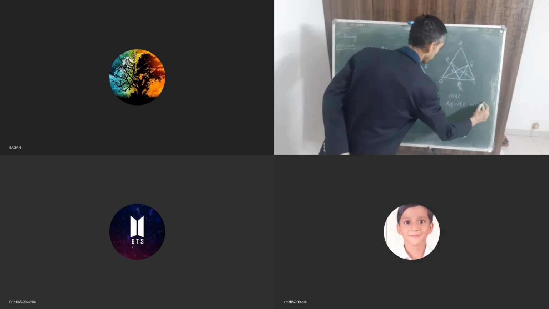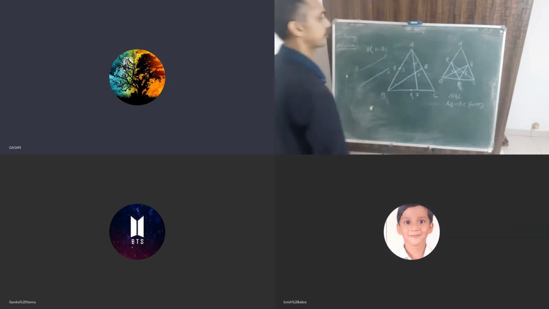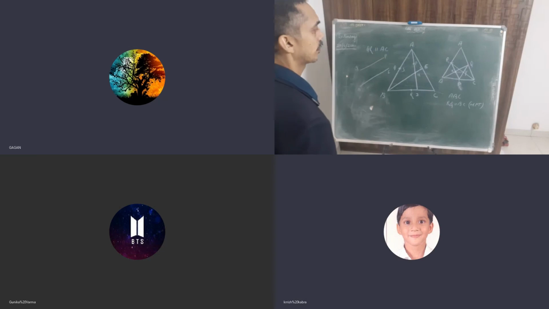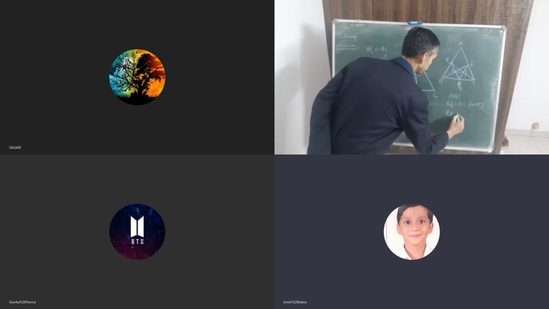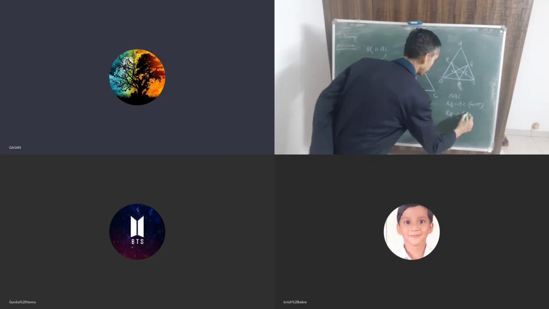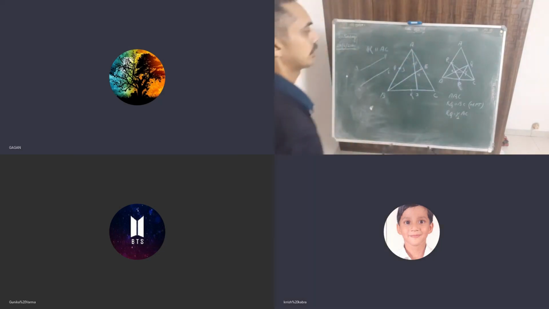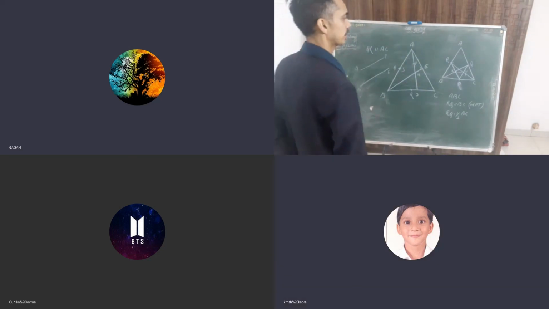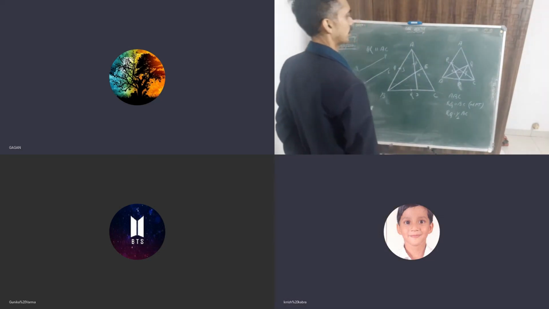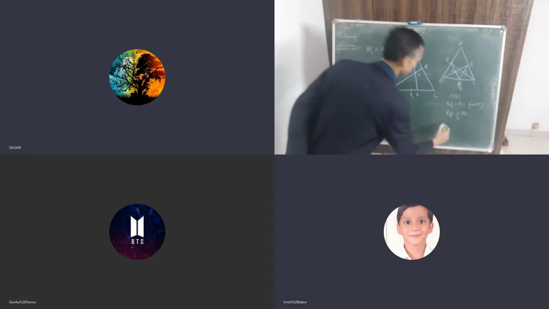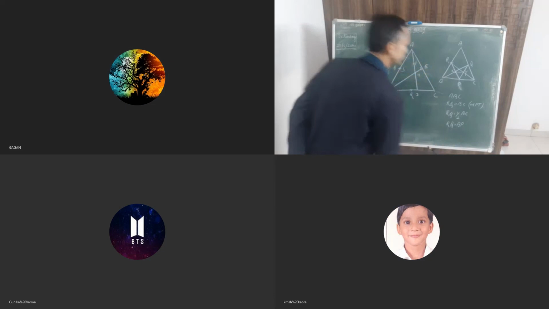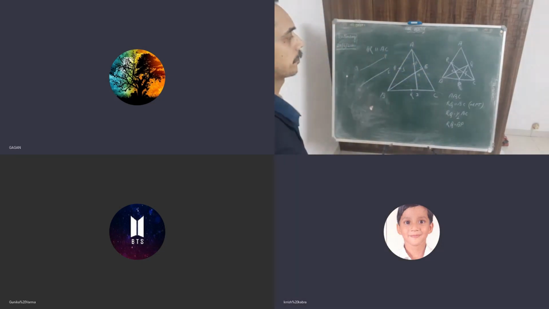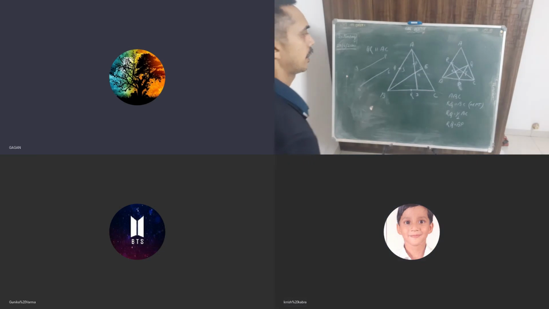By the midpoint theorem, RQ will be equal to half of BC. We know that P is the midpoint of BC. So RQ will be equal to BP. Sir, from these two equations, we can say that BPQR is a parallelogram.